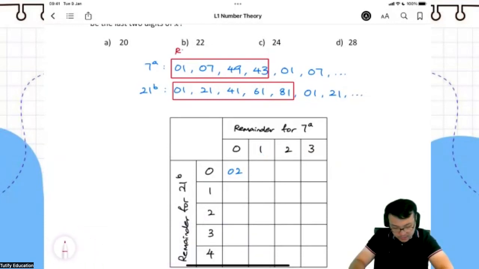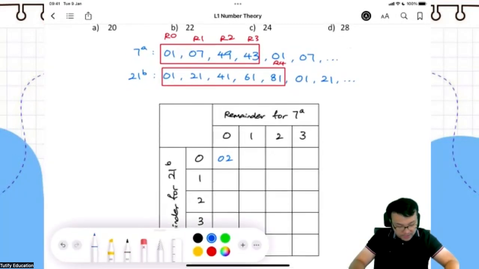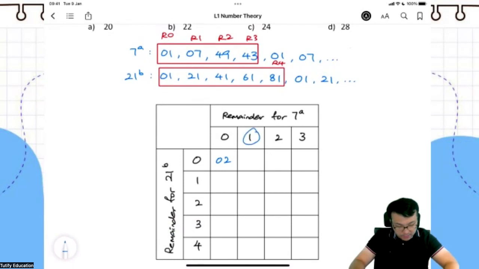Okay, I'll just write down remainder 0, remainder 1, remainder 2, remainder 3, and over here is the remainder 4. Okay? So students, if I add up the remainder 1 and the remainder 0, right? The remainder 0 for 21b is 0.1. The remainder 1 for 7a is 0.7. So 0.1 plus 0.7 gives you 0.8.